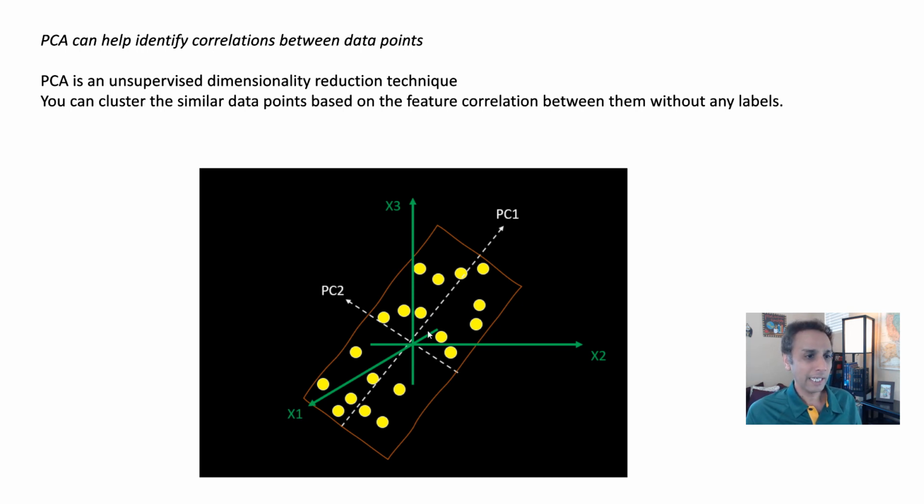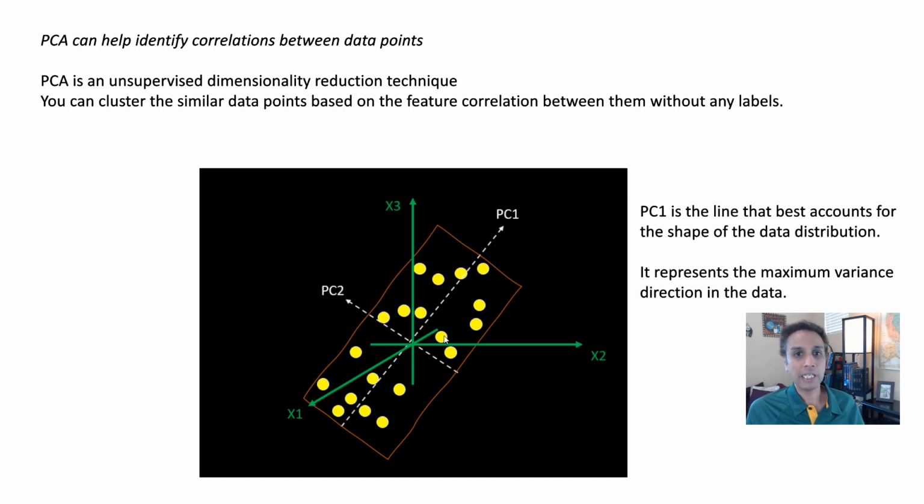Okay, so if you look at the data set in 3 dimensions, you have X1, X2, X3, for example, and then all the data points are spread over. Now, the information contained in these data points can be represented by principal component 1, that is a line that best accounts for the shape of the distribution. And it represents the maximum variance in the direction of the data. If that doesn't make sense, I'll show another example to make it slightly clearer.